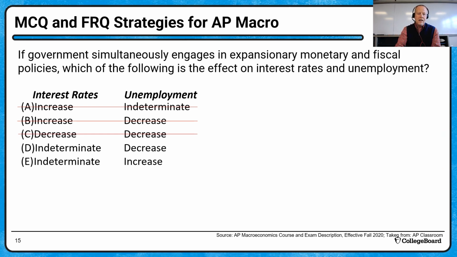That's when I go to ADAS. On the ADAS model, I will have an increase in aggregate demand. That's going to happen. AD is going to shift to the right. That's going to lead to an increase in output. That's going to lead to a decrease in unemployment. You can eliminate E. Your correct answer is D.